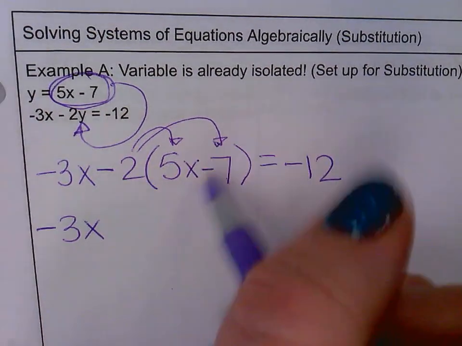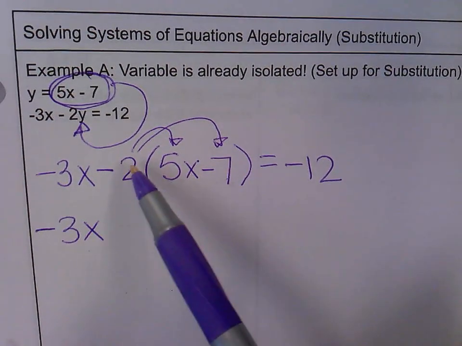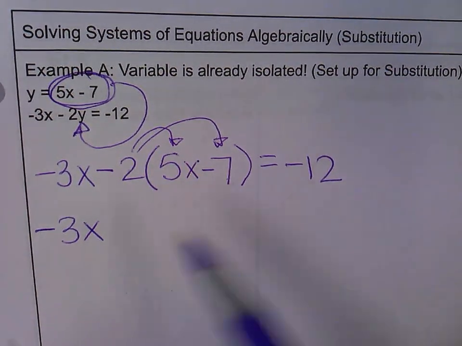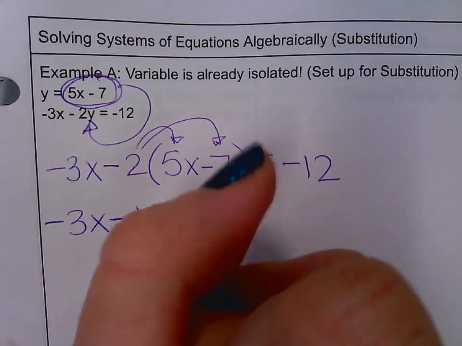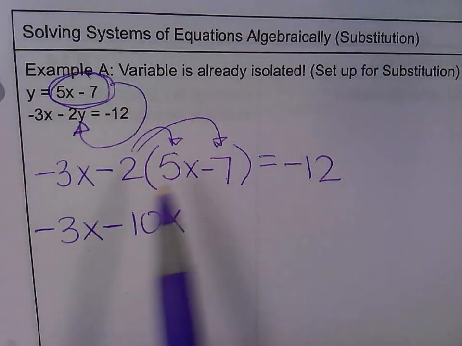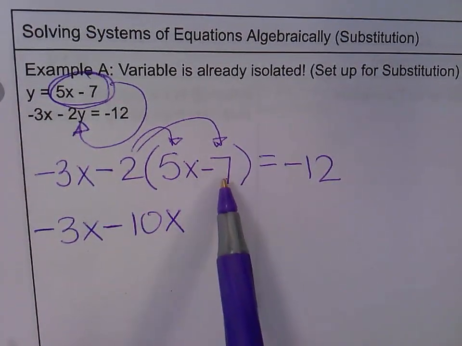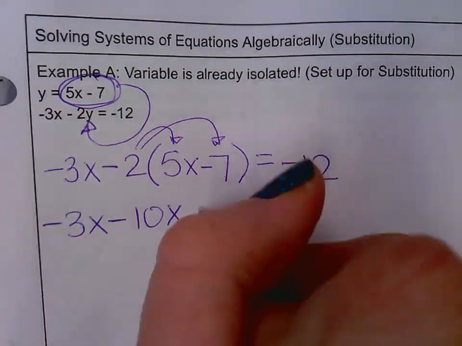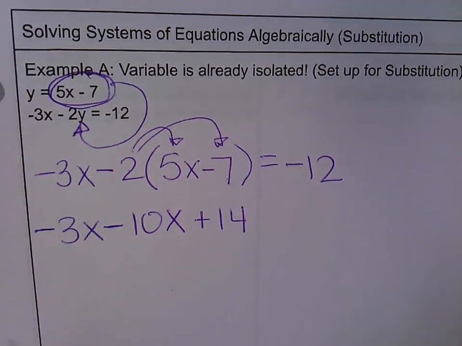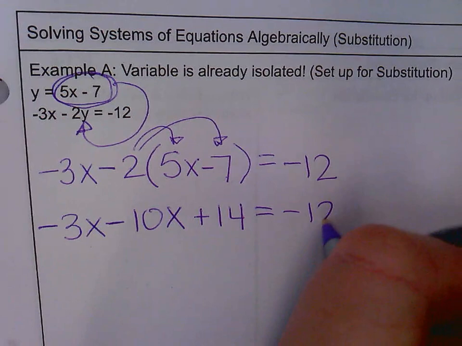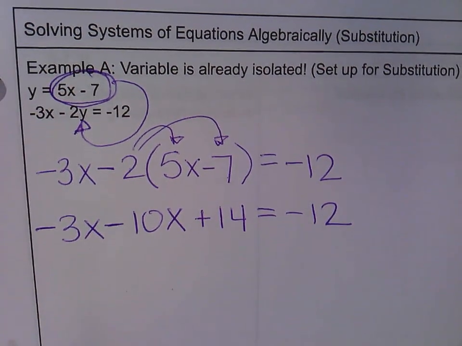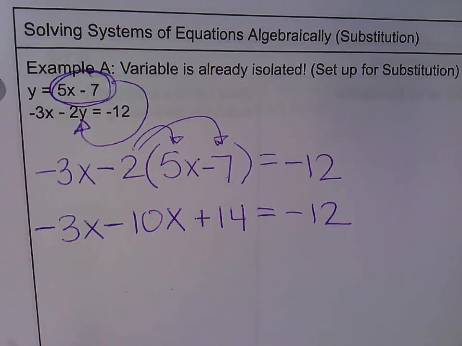So this negative 3x doesn't change. How many x's would I have? Negative 2 times 5x. I would have negative 10x, right? And then I have a negative 2 times a negative 7. So that would give me a positive 14, a negative times a negative. So are you with me on the distributive property? That should be hopefully pretty familiar.